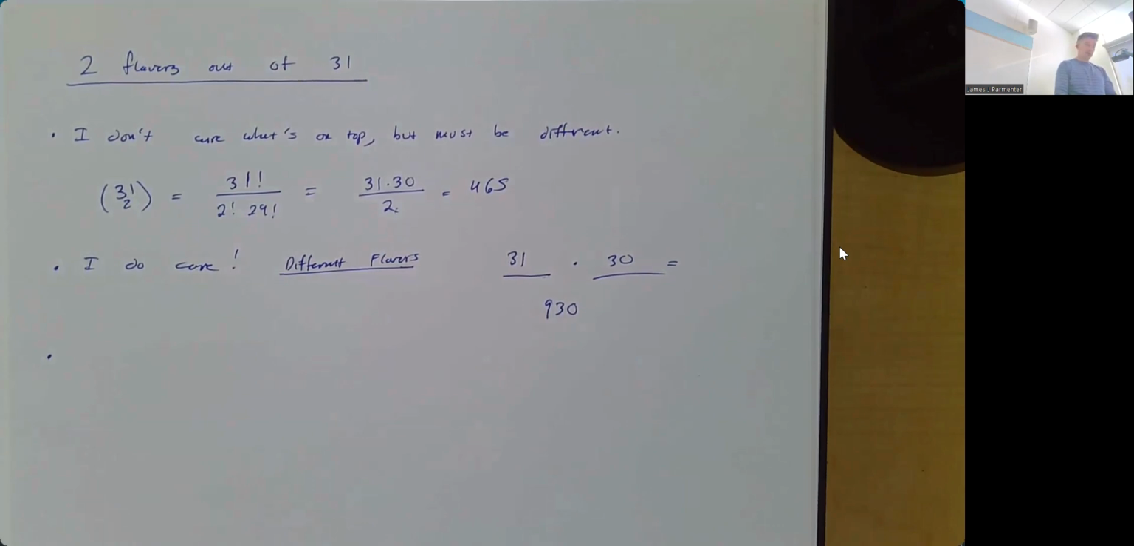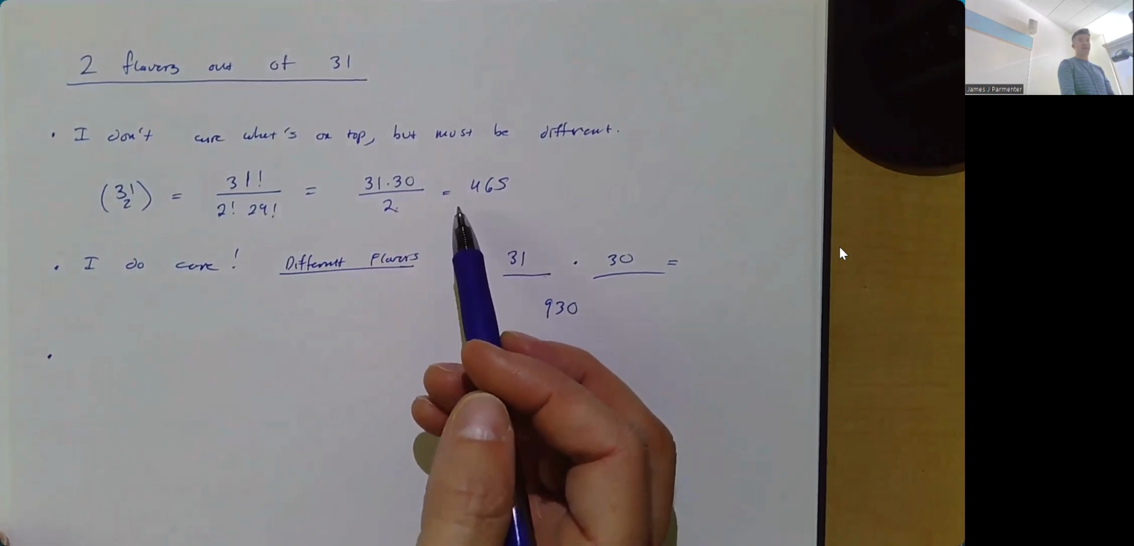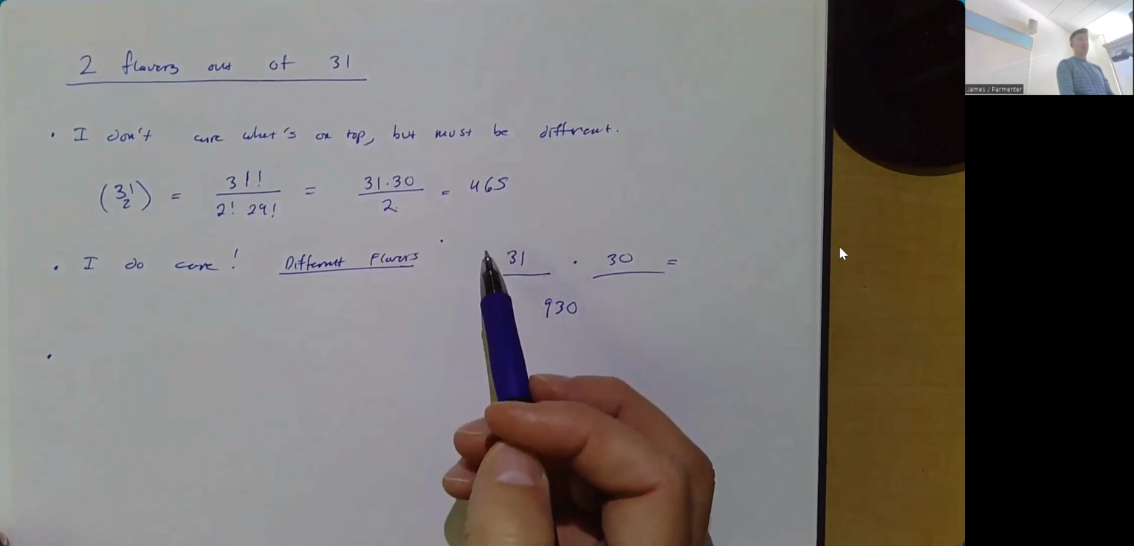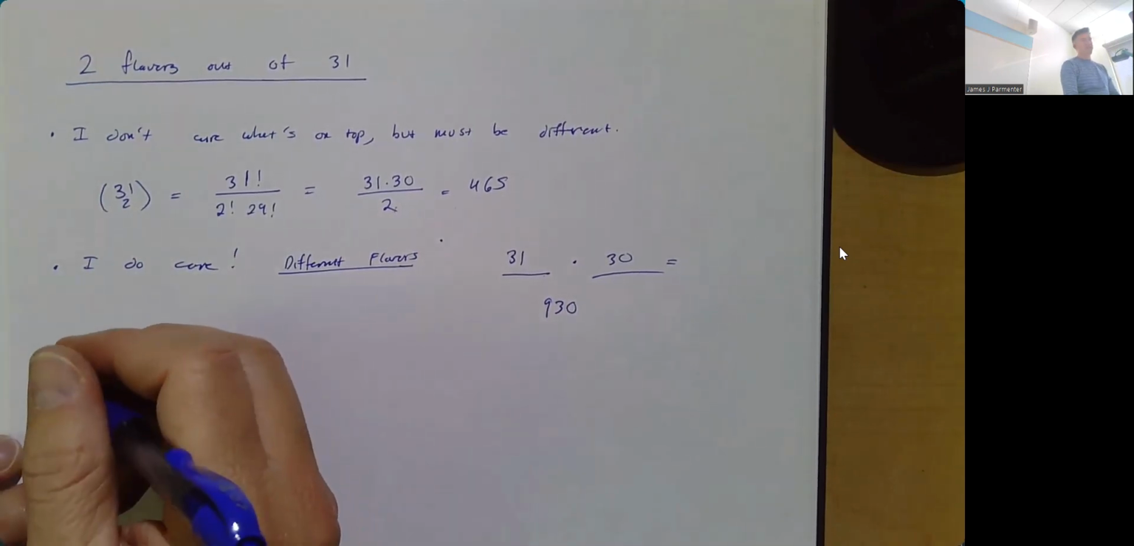So, right, I'm only getting half as many ways here because I'm not counting vanilla over chocolate and chocolate over vanilla. I'm only counting one of those, and then the other one is just getting ignored because I've counted it already.